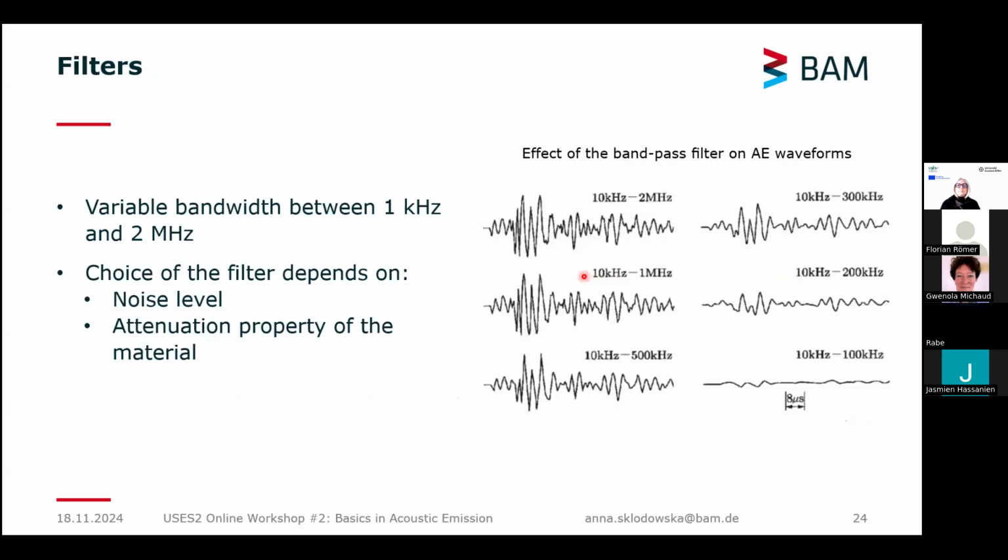We also apply filters. I guess that you're familiar with filtering of the signal. Just to say, we use different filters depending on the noise level or attenuation property of the material. I think this is not new to anyone, but just to give you an example of how filtering affects acoustic emission waveforms: you can see the more we filter high frequencies, the flatter response we get. This is basically what we can do. We can cut different frequency ranges to obtain the frequencies of interest of our signal.